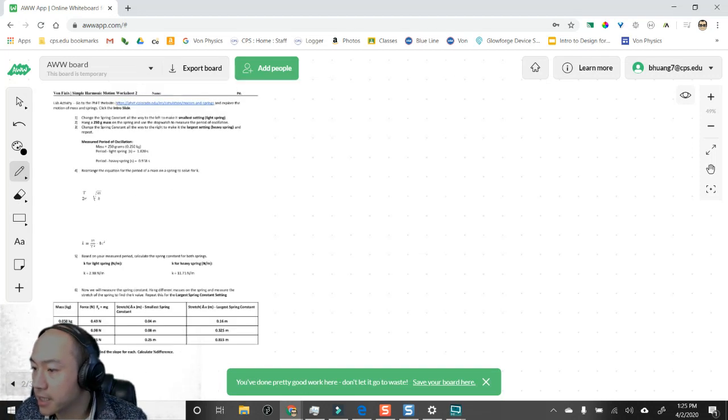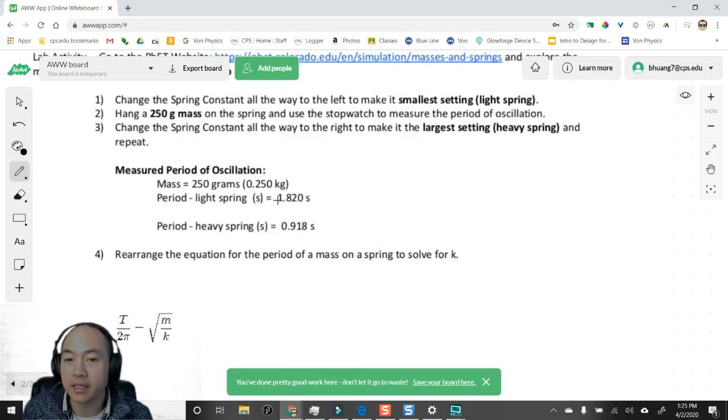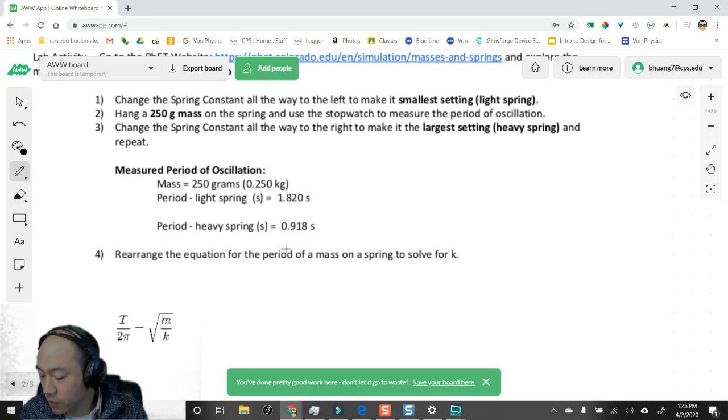And then on the second page, it's asking you to go to the PhET sim and to play around with those different masses. When you do this, I'm just going to tell you the numbers that I came up with. So the mass, the 250 gram mass on the light spring, I got a period of about 1.82 seconds. The period I got on the heavy spring was 0.918 seconds, and that was with my own measurements.